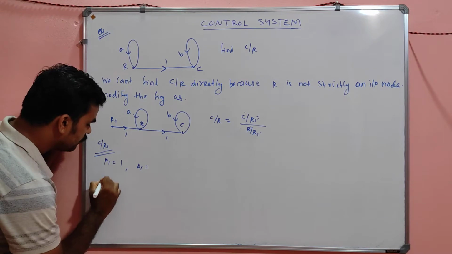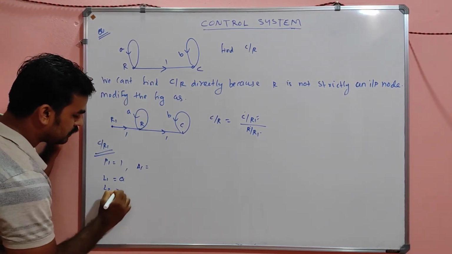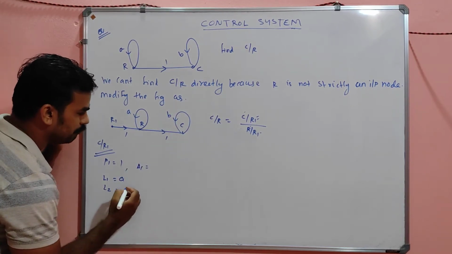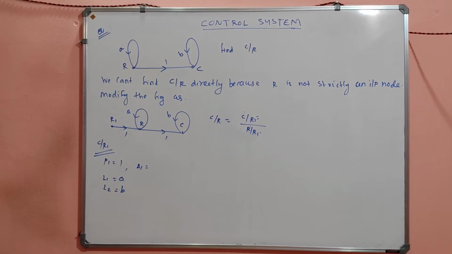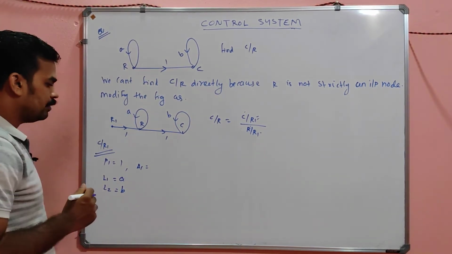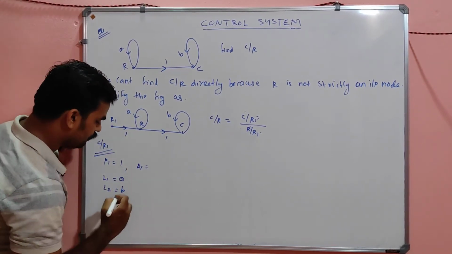So let's find the loops. L1 is equal to A, and L2 is another loop, which is nothing but B. So there are only 2 loops, my dear, A and B. So what will be del 1? Before that, we have to find del.